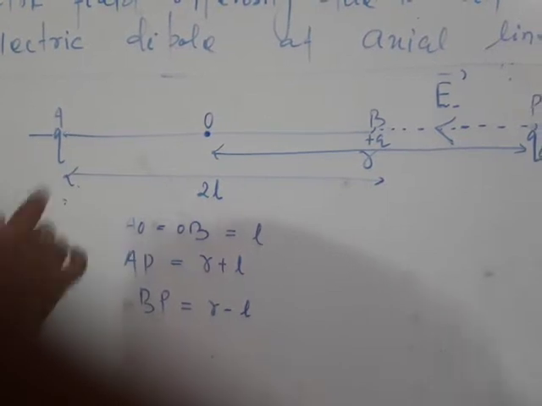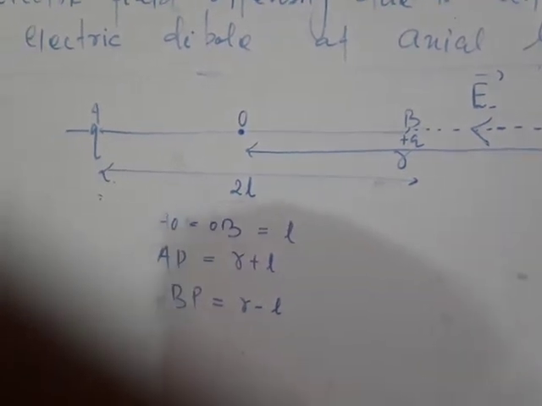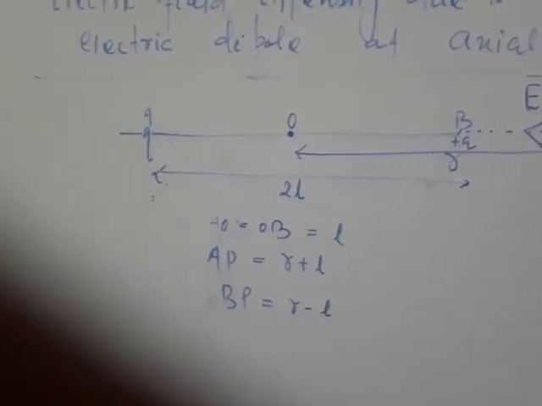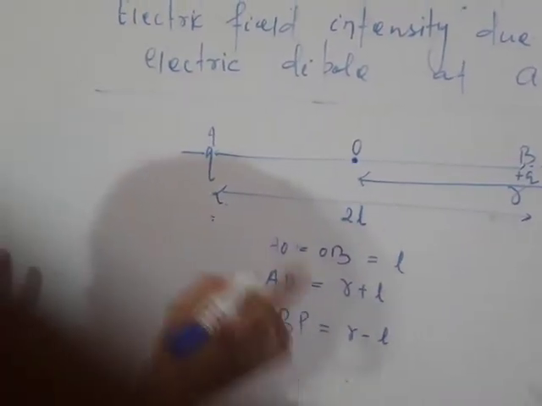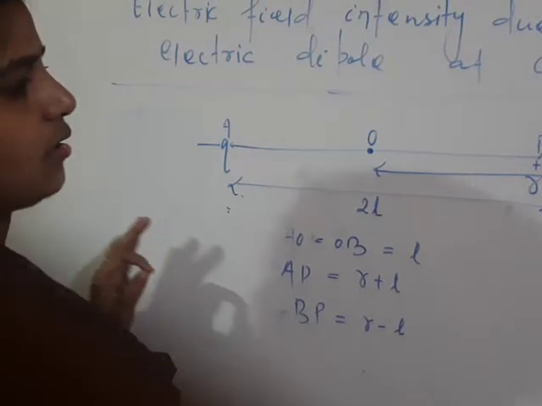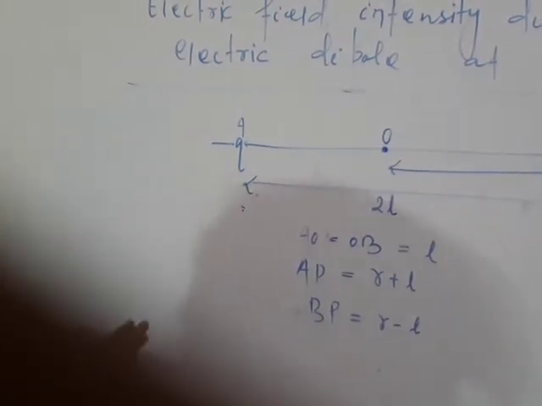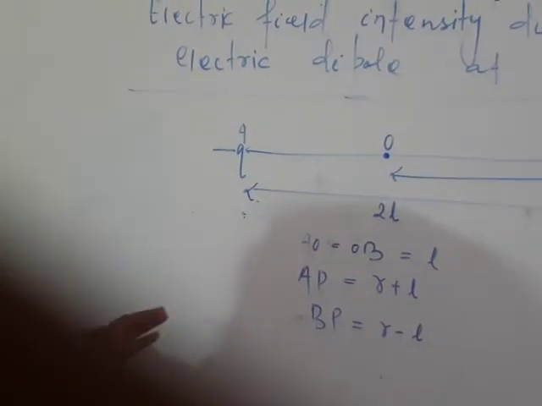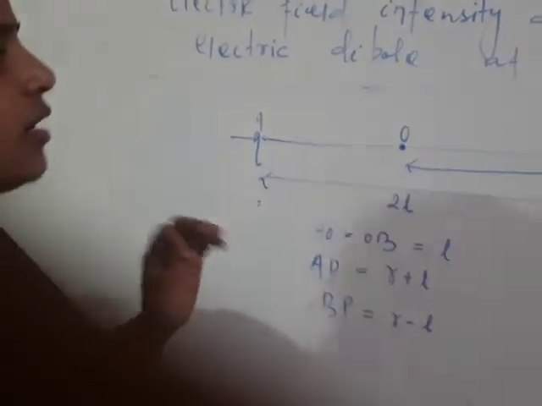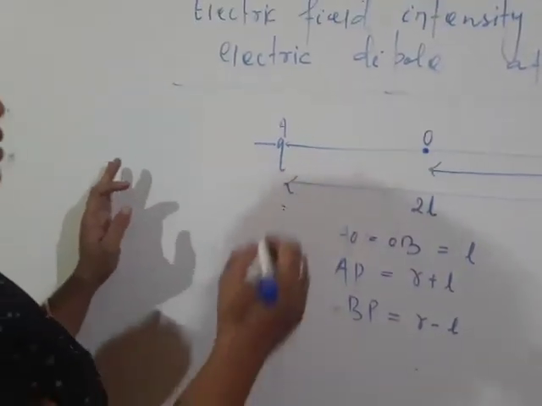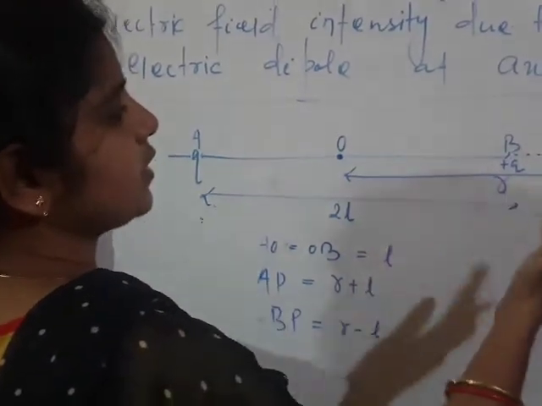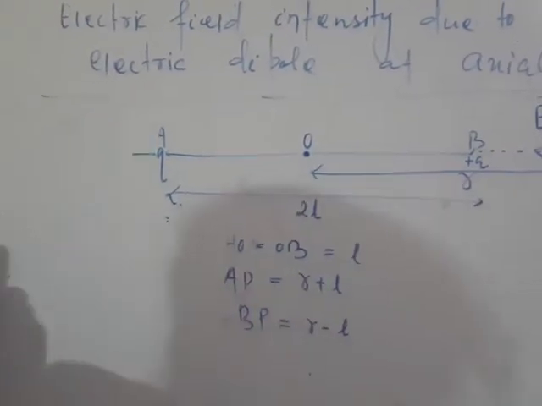Since electric field intensity is a vector quantity, we have to calculate the resultant electric field intensity by the vector method. You already know how to calculate the resultant of two vectors from the triangle law of vector addition as well as from the parallelogram law of vector addition. So we have to calculate the electric field intensity by that method.